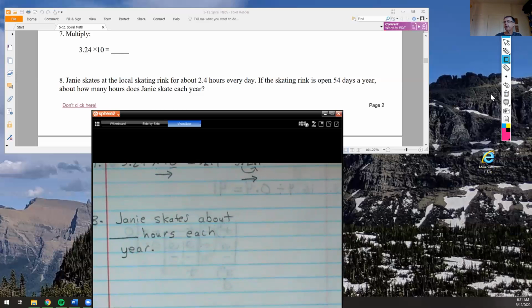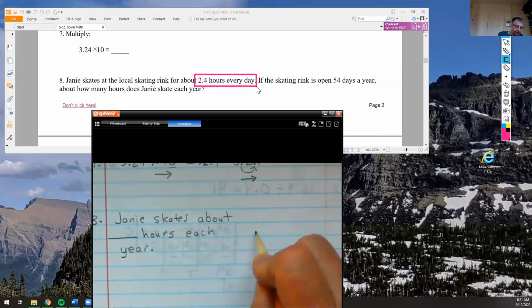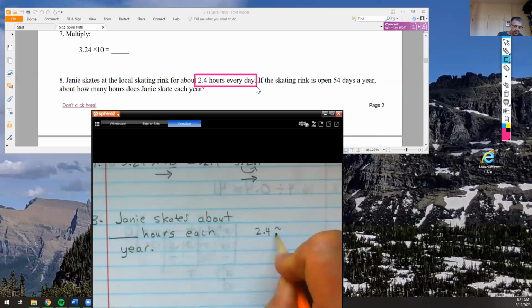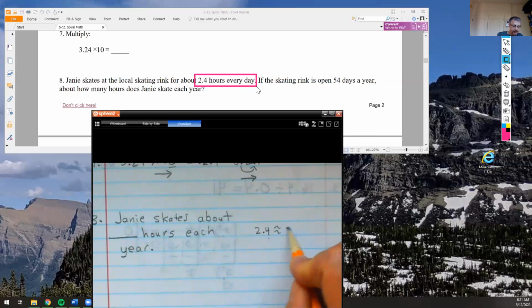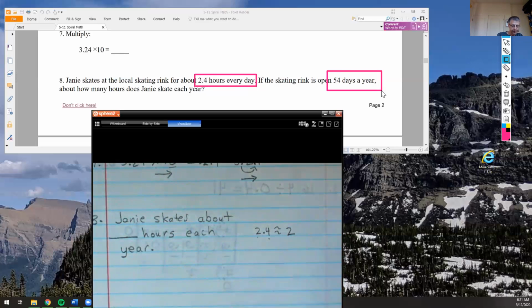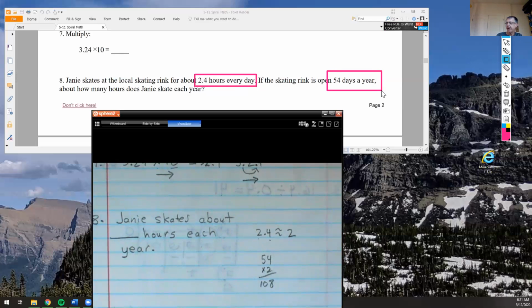Now I'm going to go back and look at my word problem. Since it says about, I want to round these numbers so it's easy for me to do in my head. There are two ways you could do it. Since it says Janie skates about 2.4 hours every day, I could round 2 4/10 to make it easy to 2, since 4 or less means I'm going to take this 2 and just leave it alone. Now, it says the skating rink is open 54 days a year. If you feel comfortable multiplying 2 times 54 in your head and getting 108, that's fine.